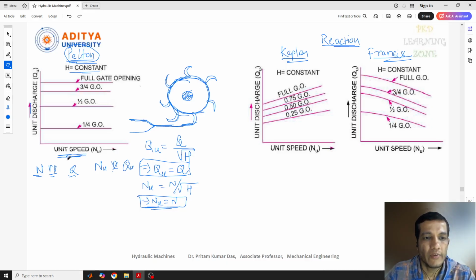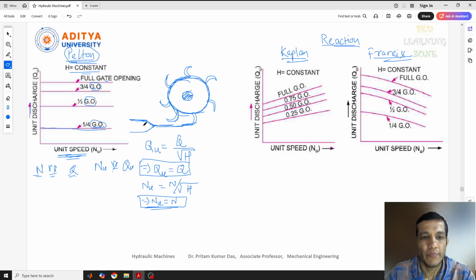We need to compare unit speed. So unit speed of what? The unit speed of the turbine. We need to consider the turbine rotation or turbine speed. What about the discharge? Here, what we are seeing is gate opening actually. I told you one more point, that is gate opening. This is also one parameter.